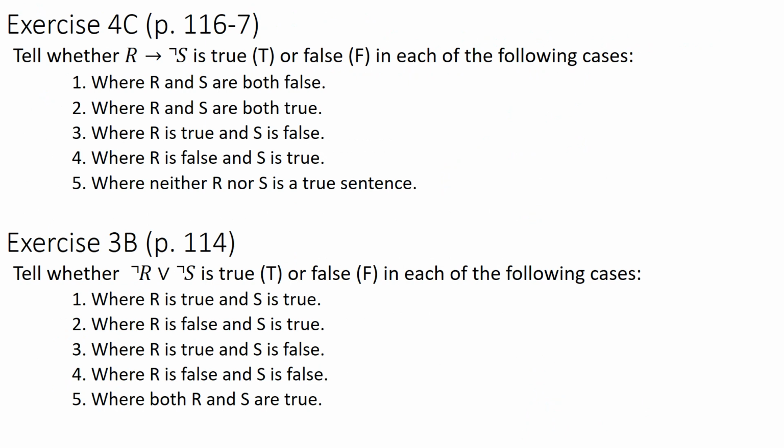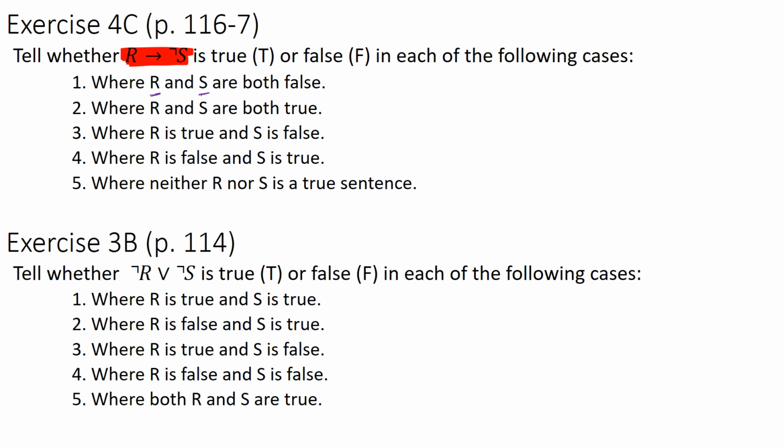Let's work on exercise 4C from pages 116 to 117. So we're to tell whether if R then not S is true or false in each of the following cases. Number 1 tells us that R and S are both false. The only thing that's a little bit confusing is that in the consequent we have a negation. So you have to really keep that in mind. The negatives and double negatives, those sorts of things, always make things a little bit tricky.